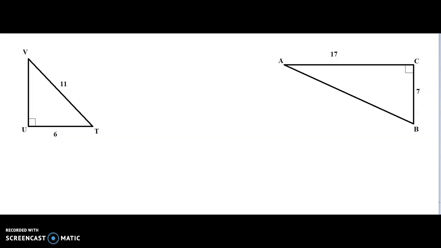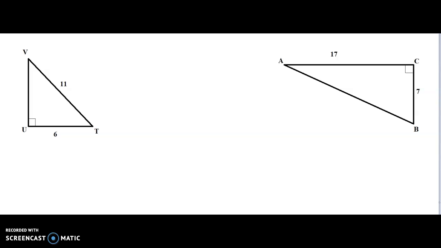Let's take a journey back into time. This is trigonometry, and we are trying to find angle measurements. So I've got two triangles here in this picture. We're going to do triangle TUV first, and then we'll do triangle ABC second.